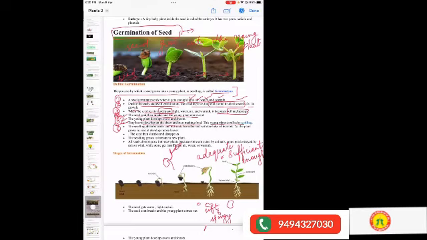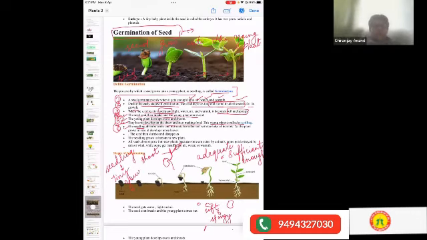So tiny leaves will develop on the shoot. The upper part is called the shoot. On that, they will start making food, and that is called the seedling. Then what is a seedling here? A tiny young plant. So if they ask you what you mean by seedling, seedling means a tiny young plant.